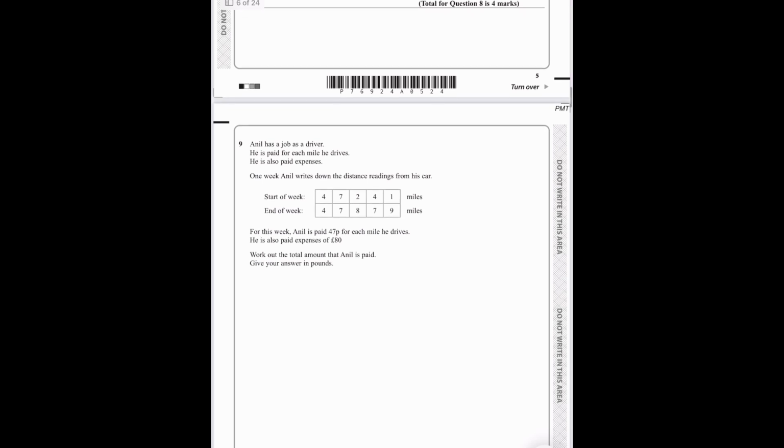Anil has a job as a driver. He's paid for each mile he drives. He's also paid expenses. At the start of the week, he has done 47,241 miles. By the end of the week, he's done 47,879 miles. So we do 47,879 take away 47,241. Gives us 638, so that's how many miles he did.